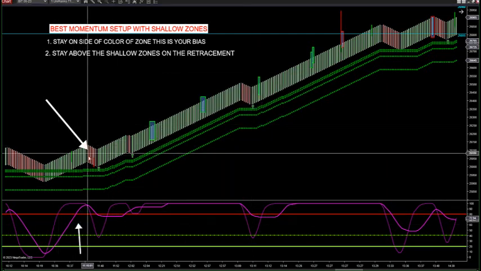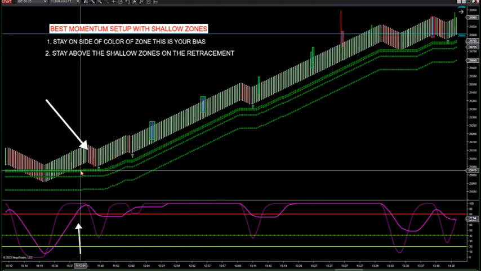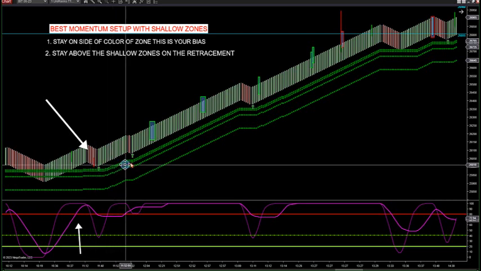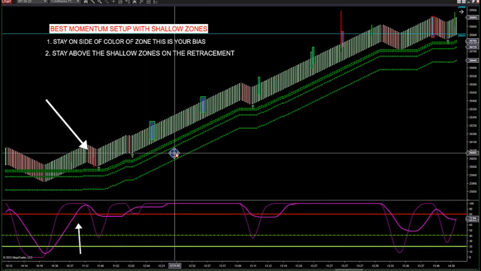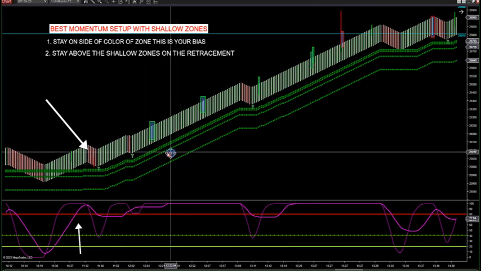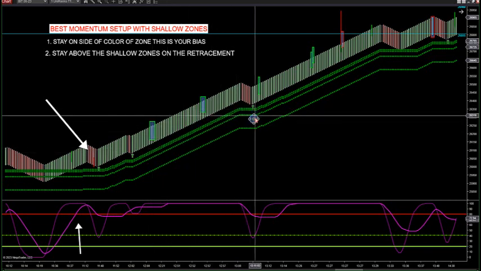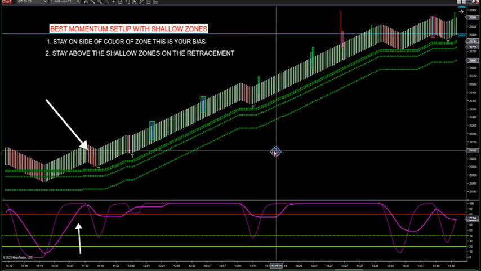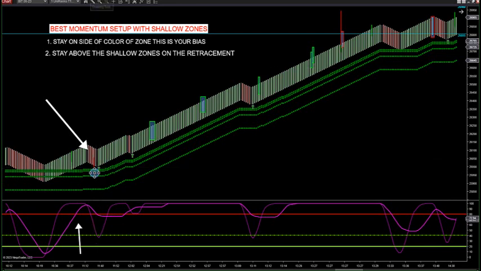All right, so as we're retracing, we've got to stay above the shallow zones on the retracement. This is the shallow zone right here. That's my shallow zone. We've got to stay above this zone. We do not want to penetrate into here. If we penetrate into here, we're looking for an FZR, full zone retracement. If you're strictly trading momentum, you want to be above shallow. You do not want to penetrate this deeper zone, because what happens is an FZR, full zone retracement, or you get a trend change. So that's number two, stay above the shallow zone.